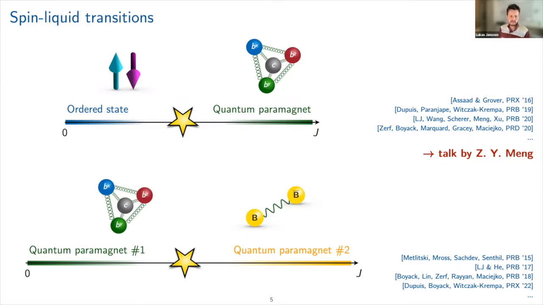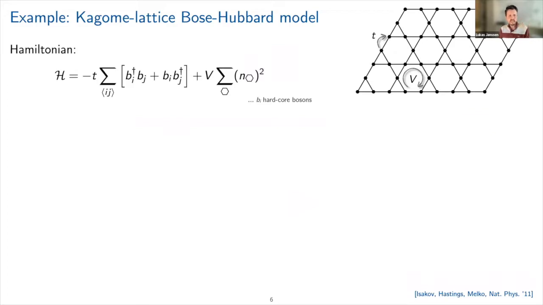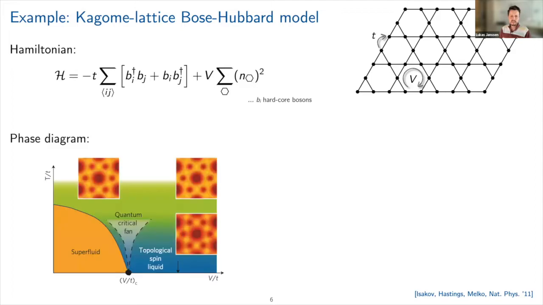So let me discuss now an example that has been studied in the literature. And this is a model of interacting hard core bosons on a Kagome lattice. So this is some kind of a Bose-Hubbard model, however, not with the usual on-site interaction, but with some kind of plaquette density interaction. So this term is a density on this hexagonal plaquette with interaction parameter V. So if we tune this V in comparison with a hopping T, then we can actually find an interesting phase diagram as a function of V over T. So this V actually tunes through a quantum transition between two different phases.